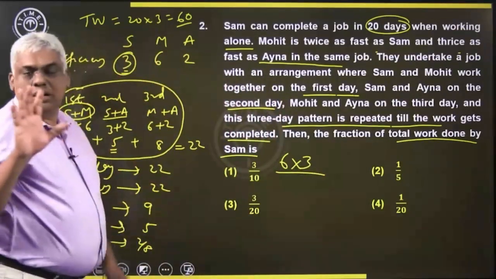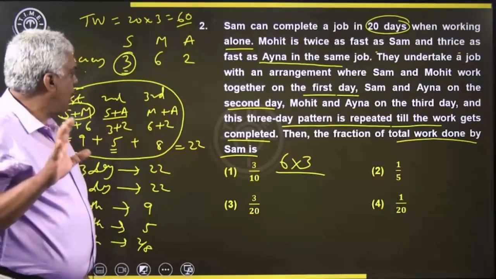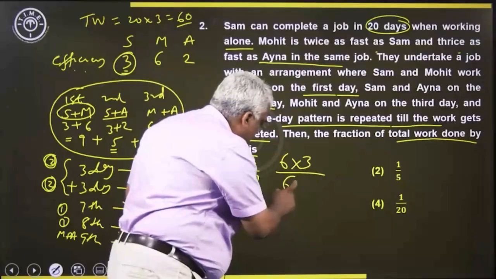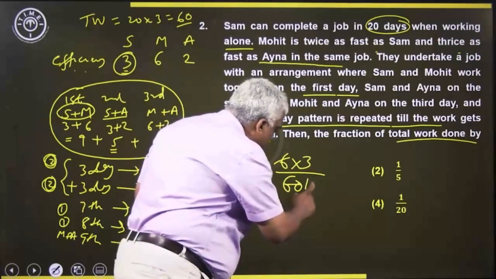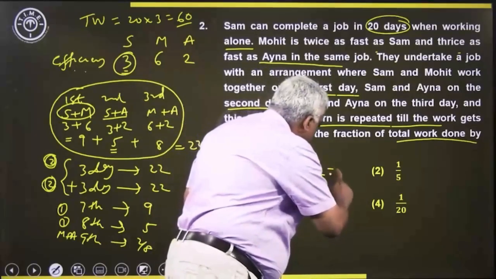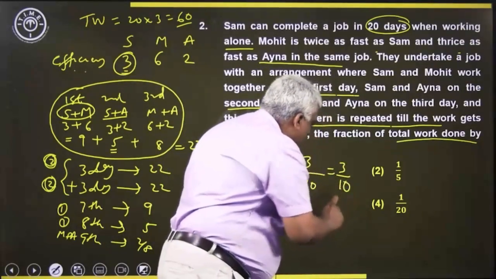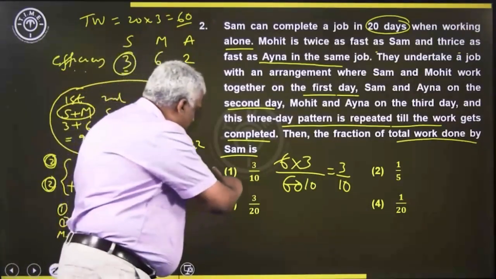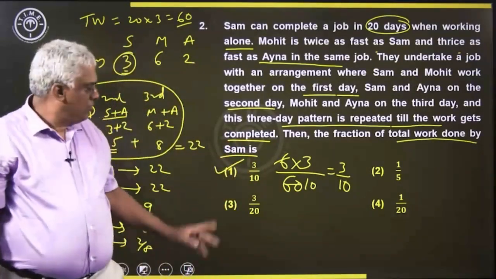18 units of work was done by Sam, and what is the total work? That is 60. So divide by 60, it will go 10 times. So the fraction of work done is 3 by 10. So 3 by 10 is the answer for this question. I hope this is clear. So 3 by 10 is the answer.